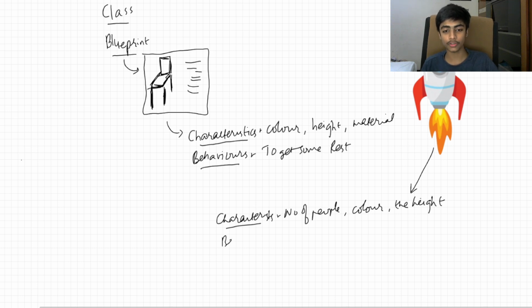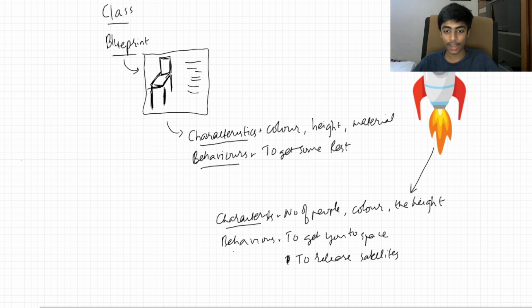Now what are the behaviors of the rocket? Pretty simple. To get you to space, right? Or maybe in this case, let's add a few more behaviors. What are a few more functions is to release satellites, right? So this is what every class consists of: characteristics and behaviors.